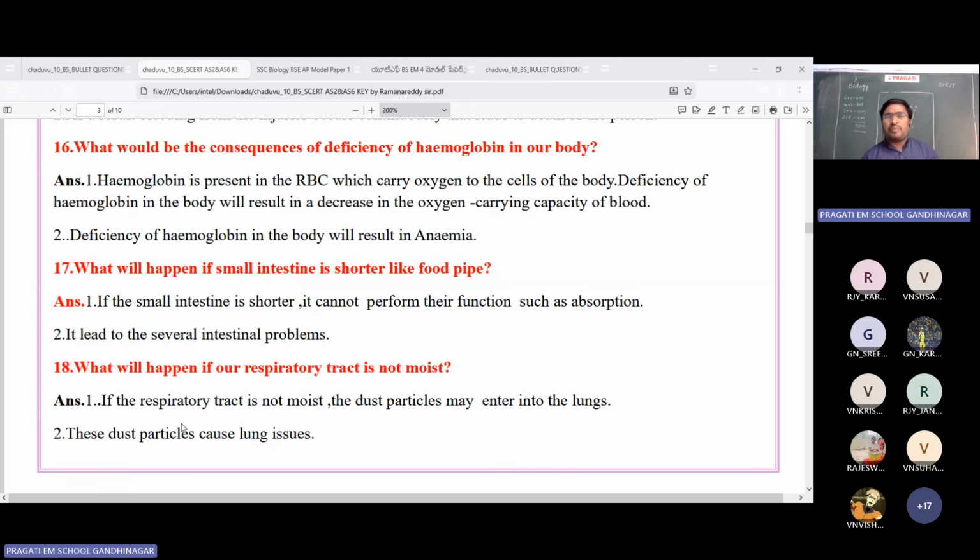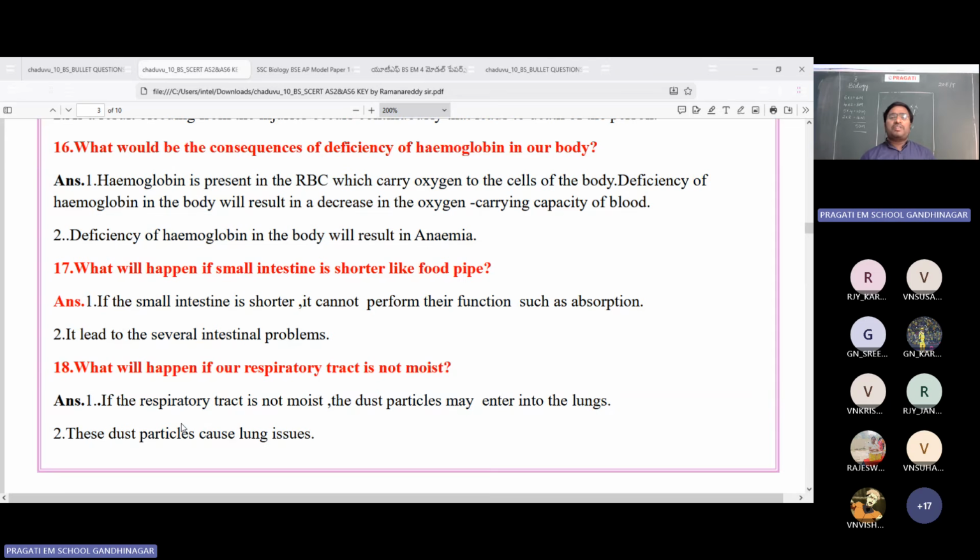The deficiency of hemoglobin in our body will result in a decrease in the oxygen carrying capacity of blood, so the deficiency of hemoglobin in the body will result in anemia condition. Okay, the deficiency of hemoglobin causes anemia condition.